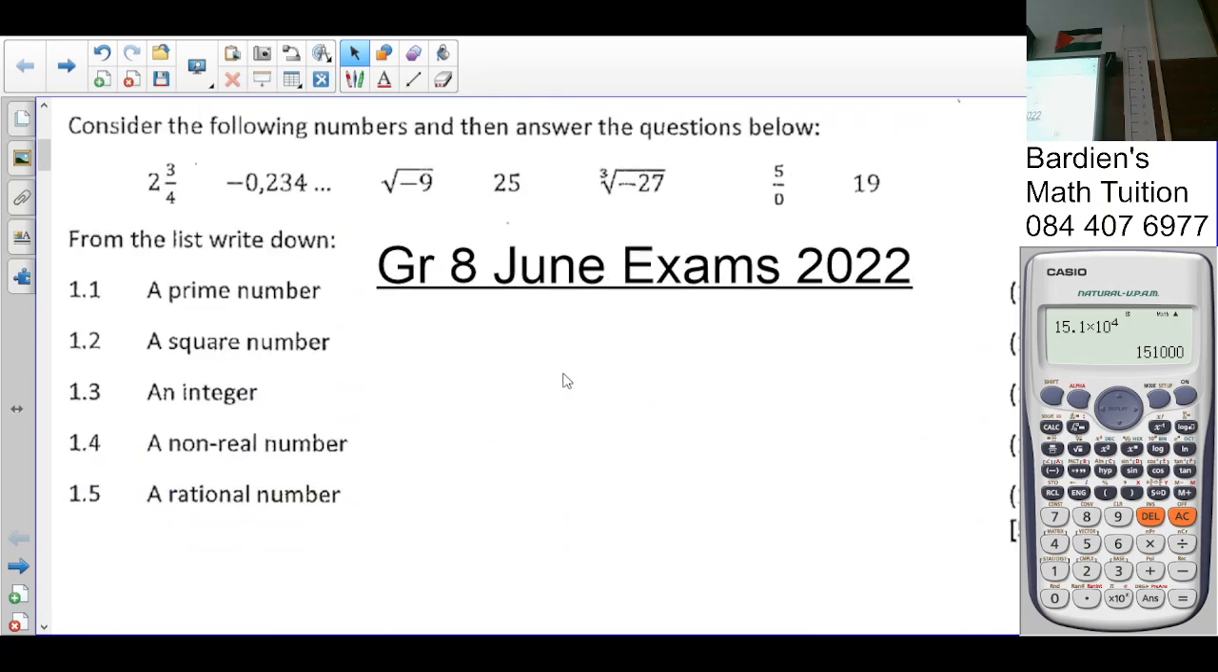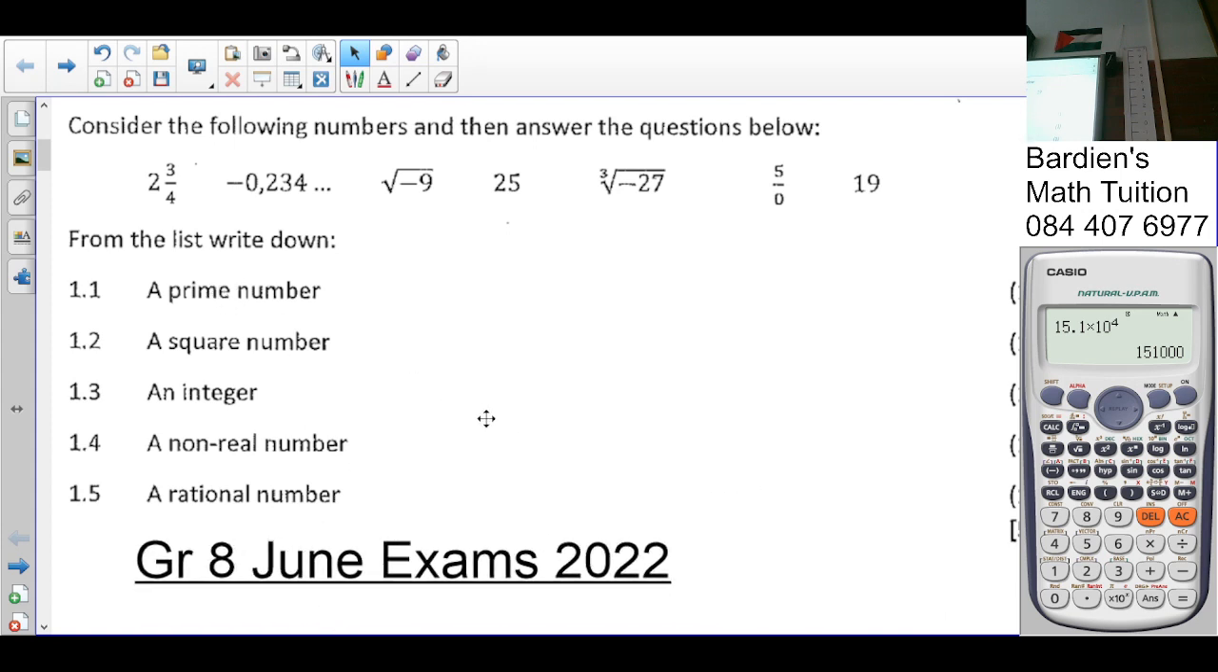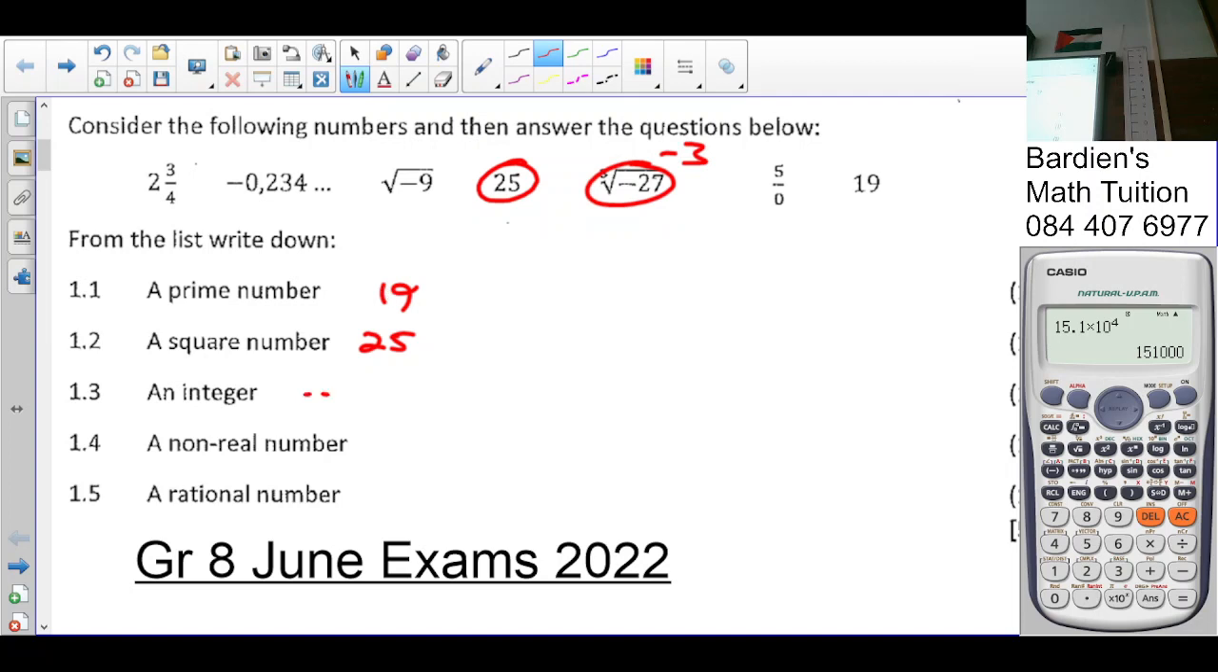June exam 2022. The question says consider the following numbers and then answer the questions below. From the list, write down, so only from the list, a prime number. So a prime number, of course, is 19. Not so? A square number. 5 squared is 25, so it's 25. An integer. Of course, that gives us -3. This is undefined or non-real. It's actually non-real. Okay. Non-real number is -9.